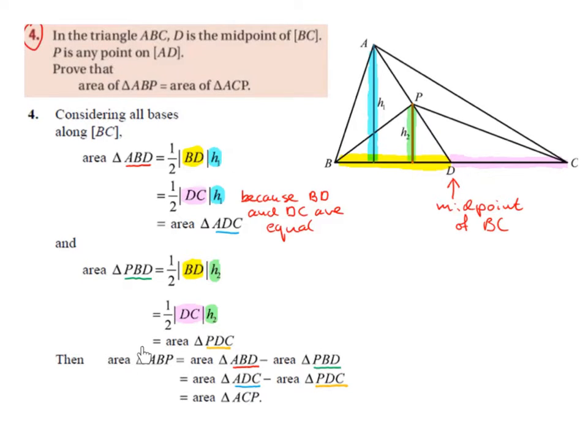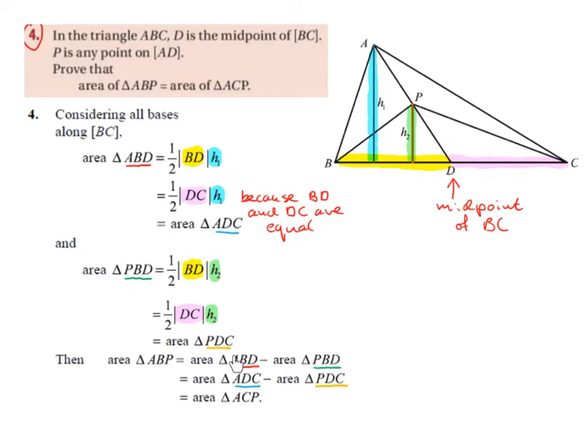Then the area of the triangle ABP, so ABP, is going to be the area of the triangle ABD minus the area of the triangle PBD. So if we're looking for the area of ABP, we're going to take the area of ABD and take away the area of PBD, and that will leave us with ABP. So ABP is equal to the area of ABD minus the area of PBD.